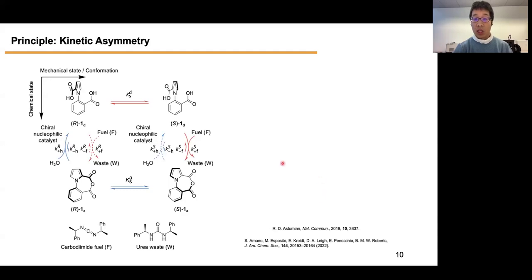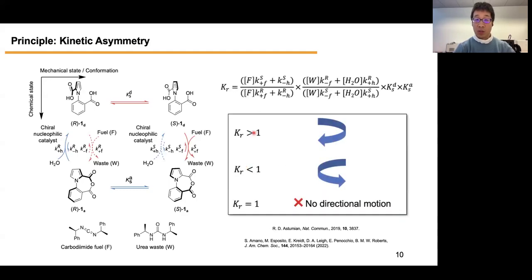And kinetic asymmetry for this system, Kr, is expressed like this. And when Kr is larger than 1, this system travels in a clockwise direction. When Kr is smaller than 1, it's a counterclockwise direction. When Kr is equal to 1, then there's no directional motion. So Kr is a very useful quantity for understanding whether directional motion can take place, and if so, in which direction.